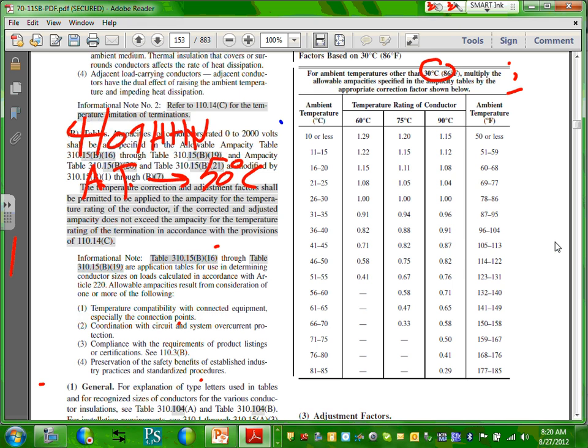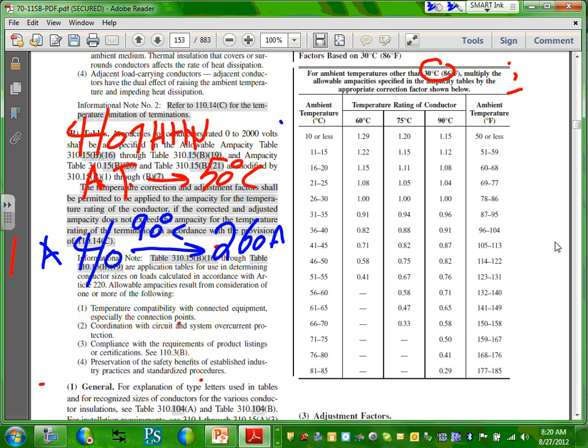Let's go do that. Can you guys tell me? If you take the number 4, which column are you going to go to and why? For the rating, where do we go? 90 degree. How much current can number 4 carry under 90 degree? Anybody? 260. I need a second. 260. Under the 90-degree column, right?